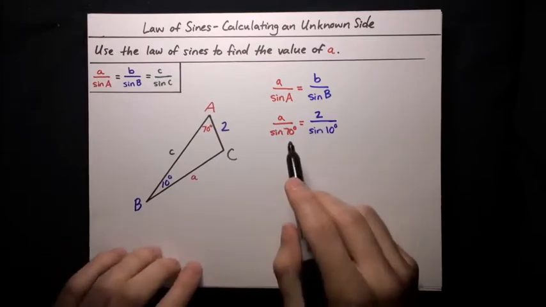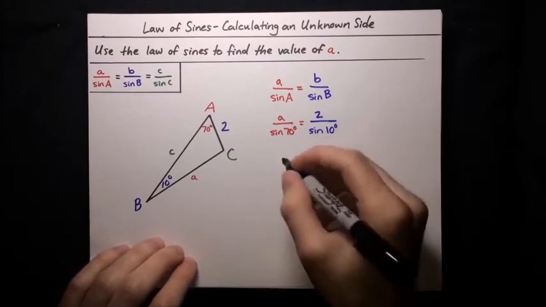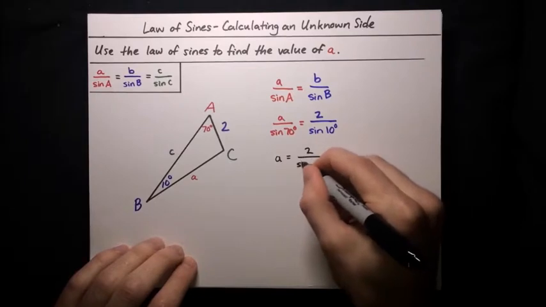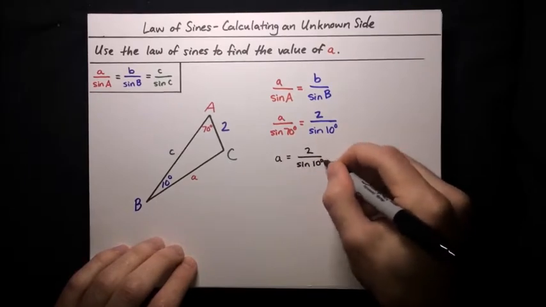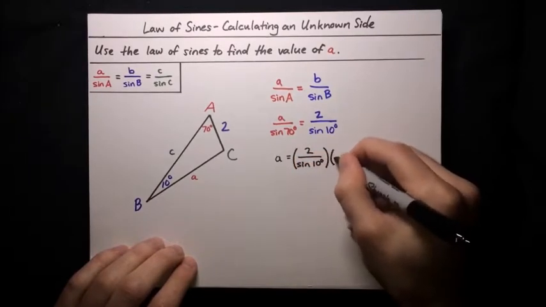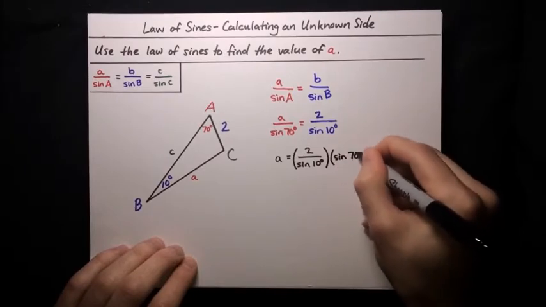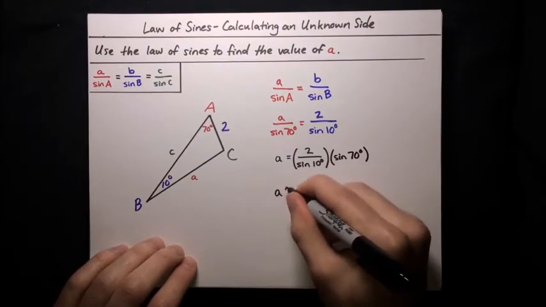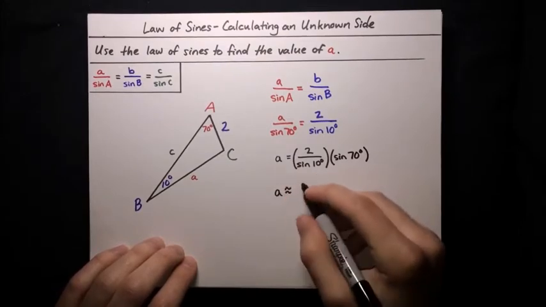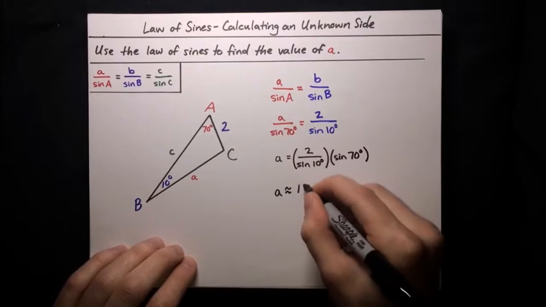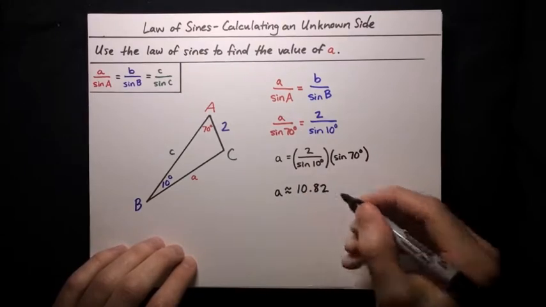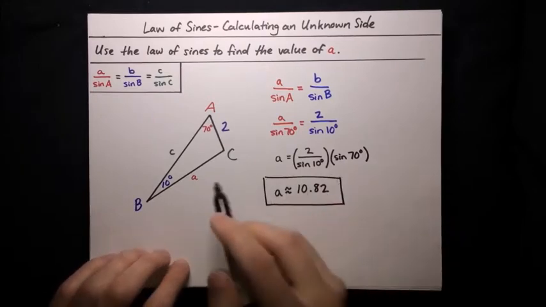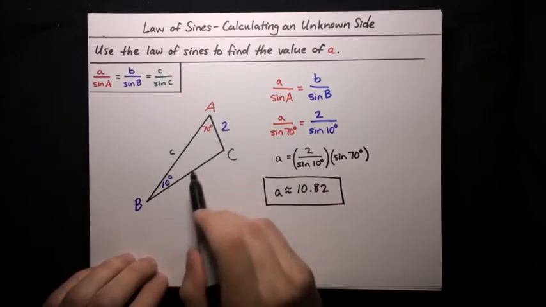So to solve for a, why don't we just multiply both sides by sine of 70 degrees, and we'll get a is equal to 2 over sine of 10 degrees, that times sine 70 degrees. And all we have to do is put this in our calculator, and then we'll get a nice approximation for a. a is approximately 10.82. So there we go. There is our measure for the value of lowercase a, this side here.